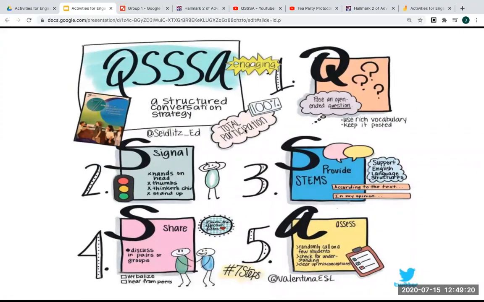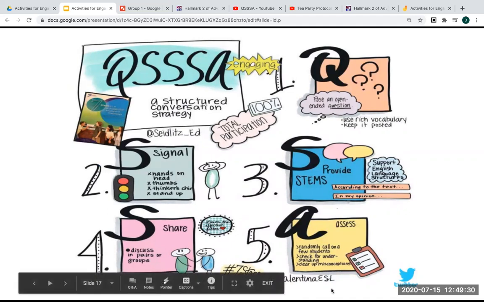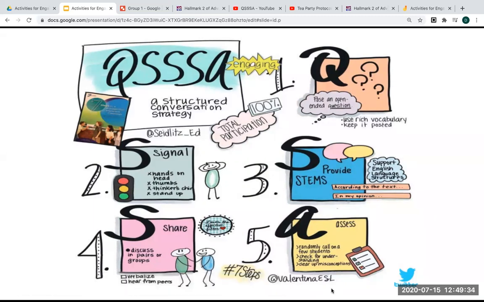The next activity that I want to show you is a structured conversation strategy. It's the QSSSA. And just a side note here, if you don't follow Valentina ESL on Twitter yet, I definitely recommend it because she is a great resource and creates really beautiful infographics. This infographic shows you the different parts of the QSSSA strategy.